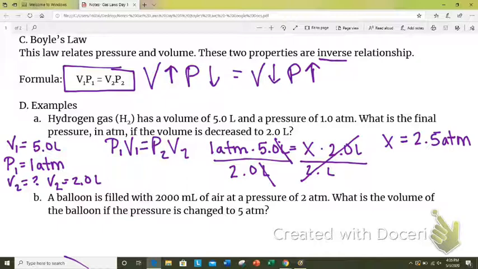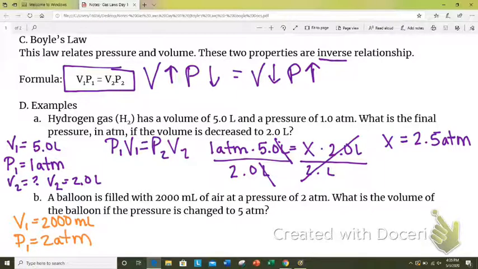In example 2, or letter B, we have a balloon that is filled with 2,000 milliliters. Volume can be in any unit that you want, as long as they are equal to each other. So in the first problem, we used liters. In the second example, we're using milliliters. So I know that this is going to be my initial condition, my V1. And what goes with it is the 2 atmospheres. And atmospheres measures pressure, so that's P1.